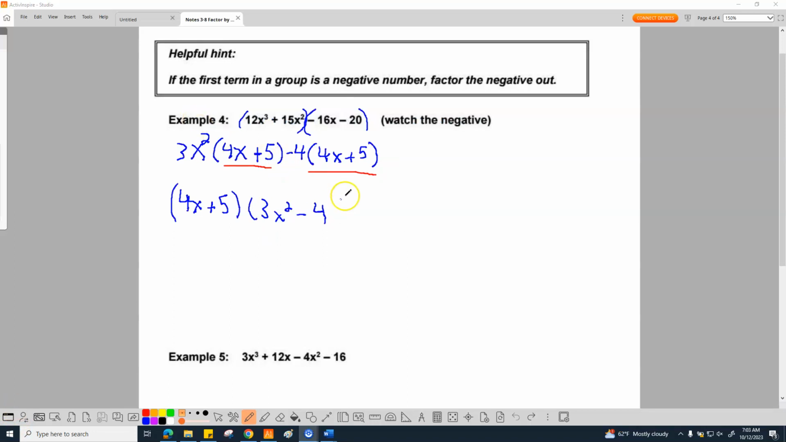I don't know what button I just pushed there, but it made it look pretty. So I'm going to have to figure that out. Okay. There it is. That's the end of it. Almost the end of it. I have to rewrite it to put the little 3x squared first.